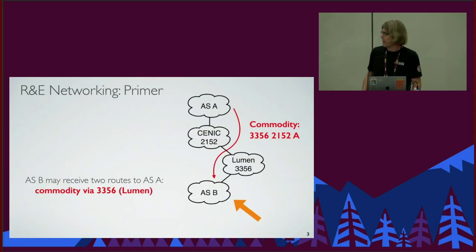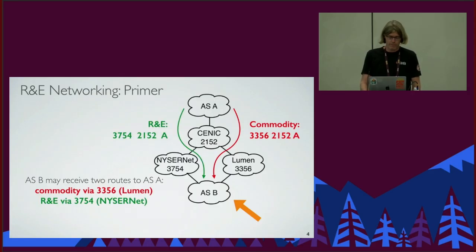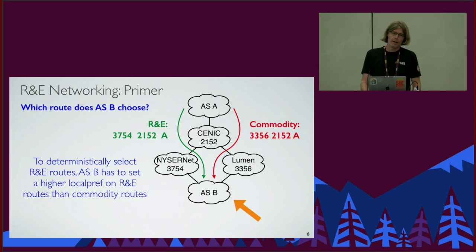In this diagram, we have two R&E ASes, A and B. B, the network highlighted with the orange arrow, may receive two routes: a commodity route via Lumen and an R&E route via NISANet, with the same AS path length. So which route does AS B choose? To deterministically select the R&E route, we know that AS B has to set a higher local preference on R&E routes than it does on commodity routes.